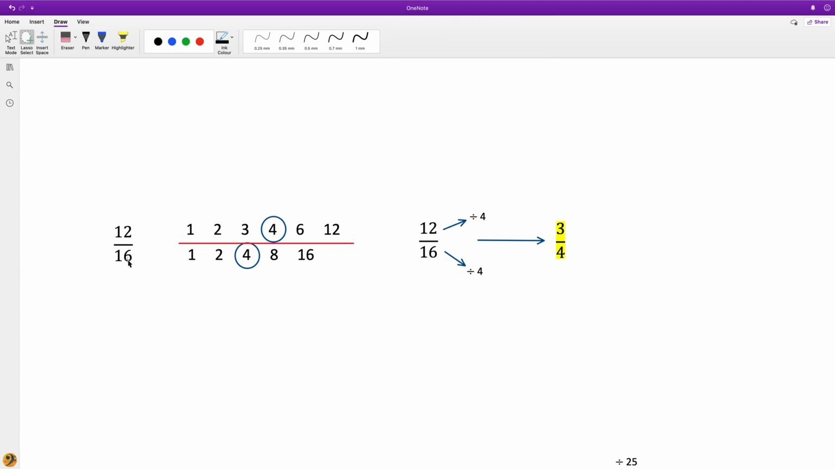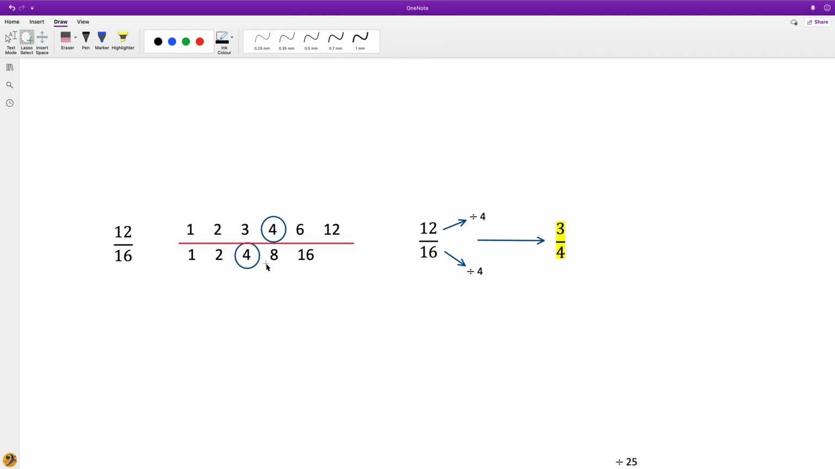Okay, and then we do the same for 16. We write out all the factors. So we have 1 multiplied by 16 gives us 16. 2 multiplied by 8 also gives us 16. And 4 multiplied by 4, once again, we don't need to write down 4 twice here. We just have to represent it once. But 4 times 4 also gives us 16. Okay, so then we have a look here.